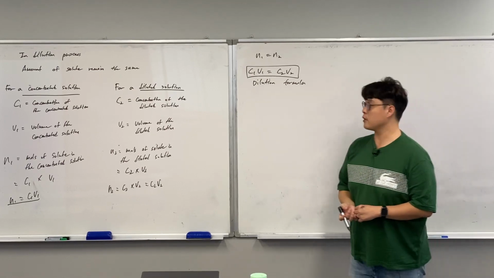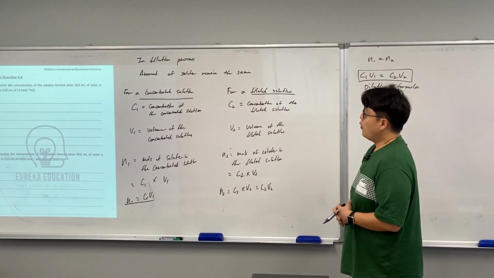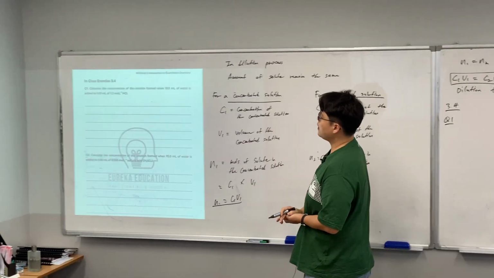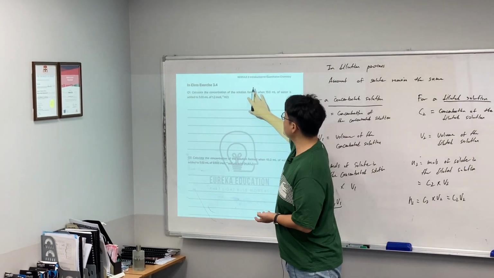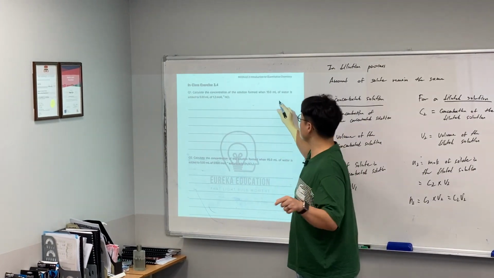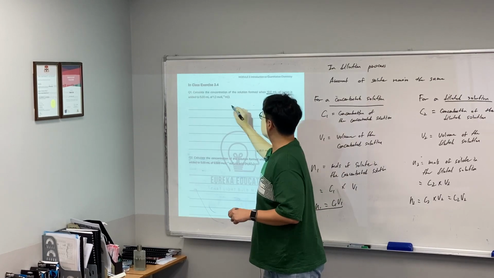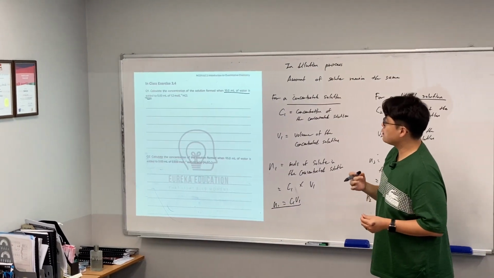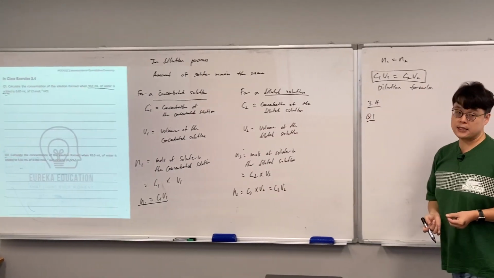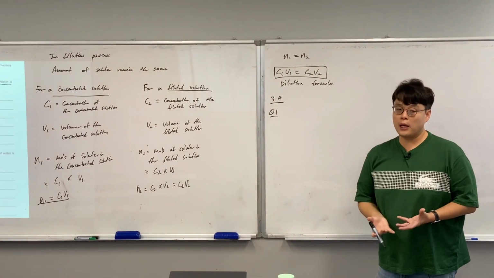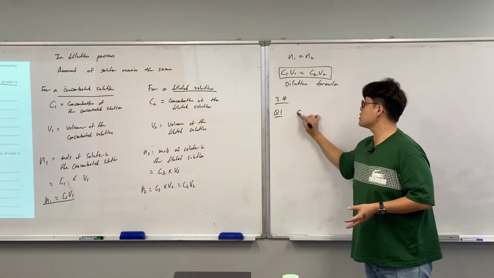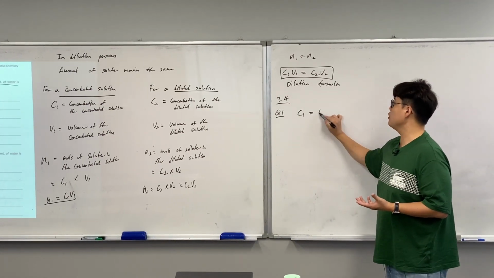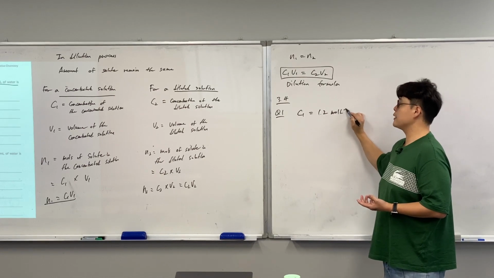It's not that complicated. So 3.4, question 1. Have a look at these questions together now. Calculate the concentration of the solution formed when 10 mL of water is added to 5 mL of the 1.2 molar hydrochloric acid. So let's write down all the relevant information that we have. First, we have C1, the initial concentration in the concentrated solution, that is 1.2 mole per liter. That's given.